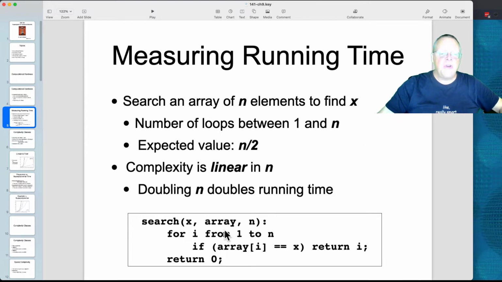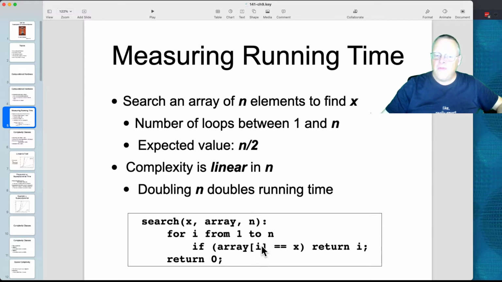So if I'm just searching for a number in, say, an unordered list, I just have to try every element of the list. I'm searching for X in an array with n elements, so I just look at the first one. Is that it? Nope. Next, second one, is that it? Third one, is that it? And go until I find it or I don't find it.